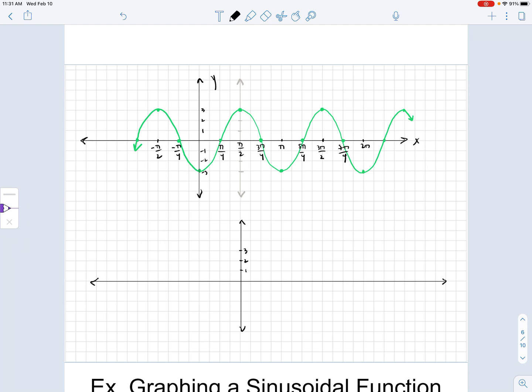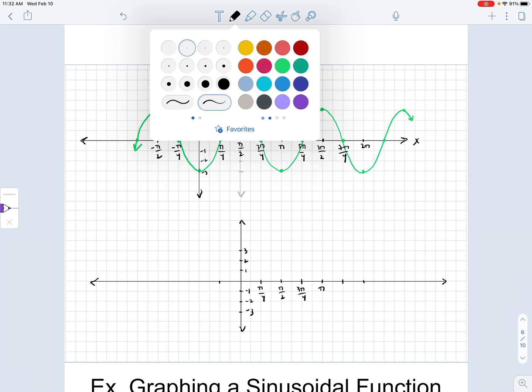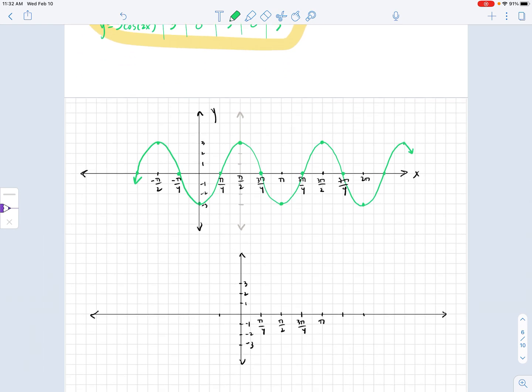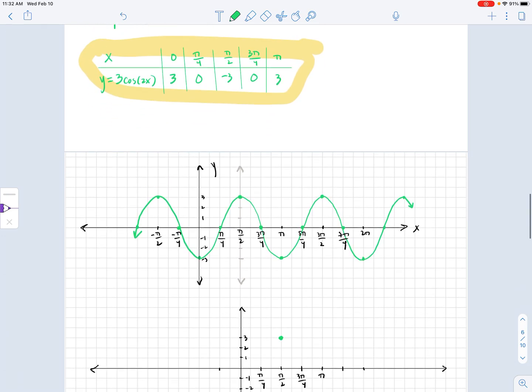Okay, so I'm going to still have the same scale, pi over 4, pi over 2, 3 pi over 4, pi, and so on. Okay, so thinking about graphing each point. So from the table, we would have 0, 3, but it has to be shifted to the right pi over 2 units. So it would be at pi over 2, comma 3.